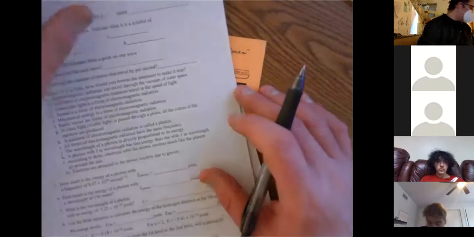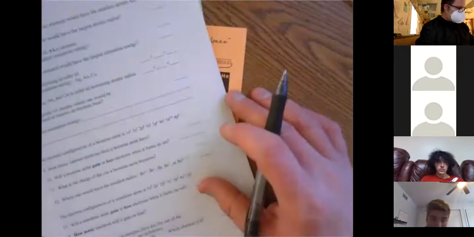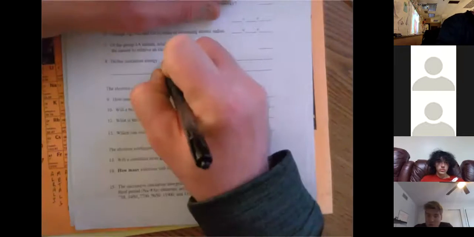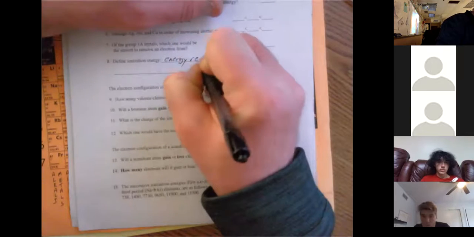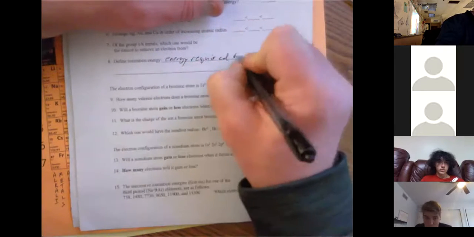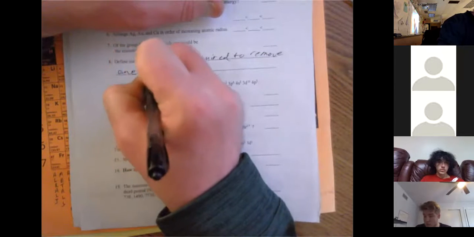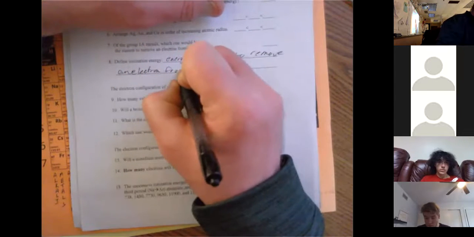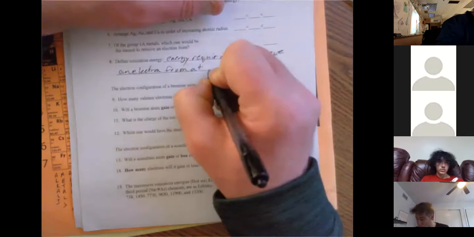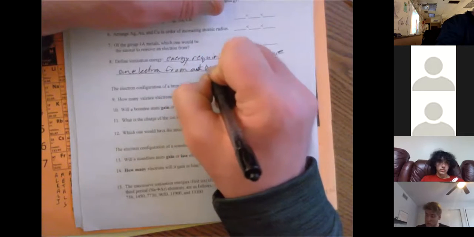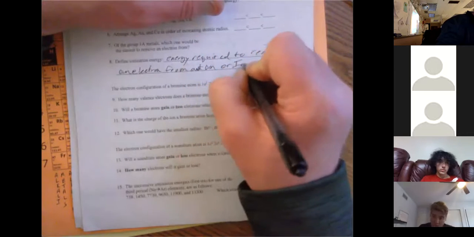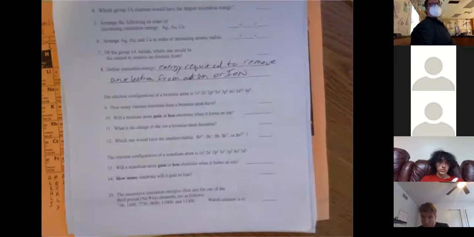All right, the last thing we need to talk about here is what's called the ionization energy. We discussed it yesterday. We said that ionization energy is the energy required to remove an electron from an atom or ion.